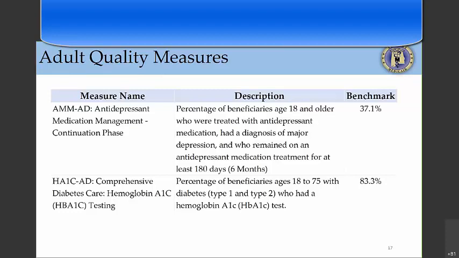HA1C-AD, comprehensive diabetes care. Hemoglobin A1C testing is described as the percentage of beneficiaries ages 18 to 75 with diabetes type 1 and type 2 who had a hemoglobin A1C, HbA1c, test. The benchmark is 83.3%.